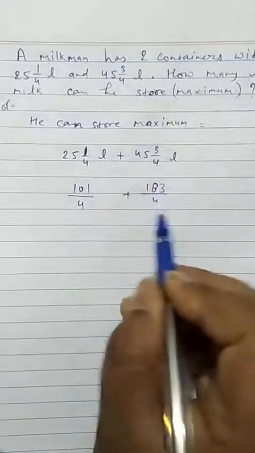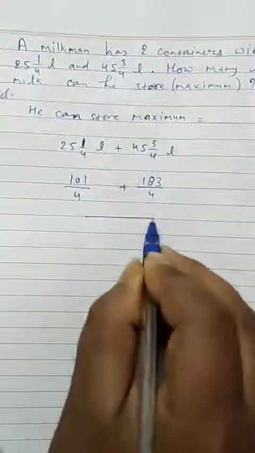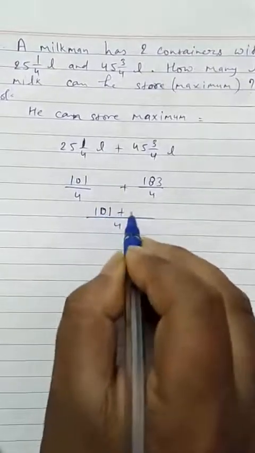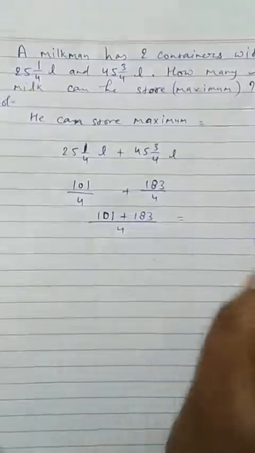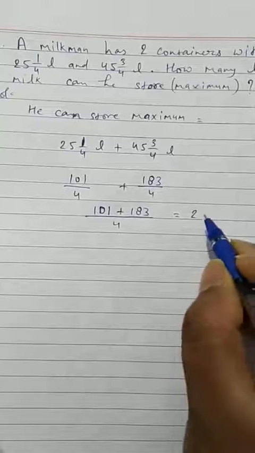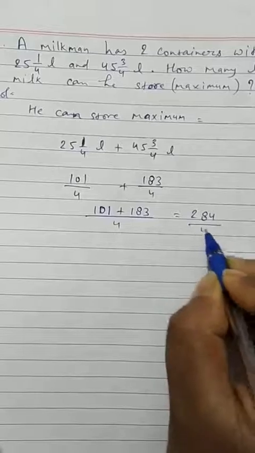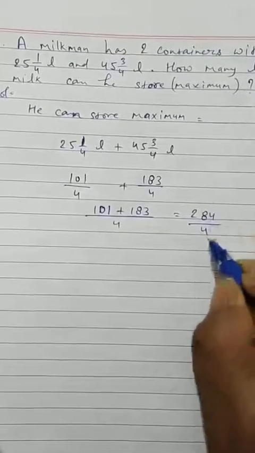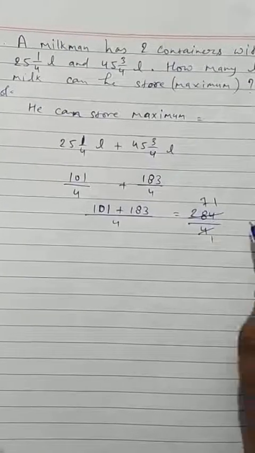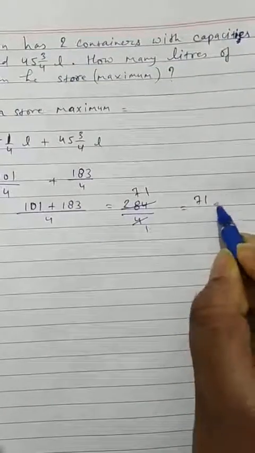Because the denominators are the same, the LCM will be the same. And you just have to add the numbers given in the numerator. So adding this you get 284 upon 4. Now we can reduce it. 4 1s are 4, 4 7s are 28, 4 1s are 4. So the answer is 71 liters.